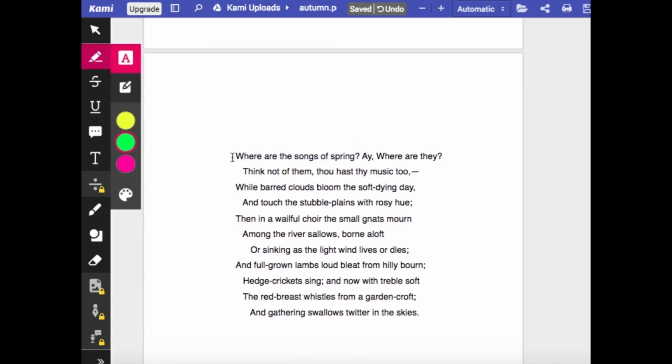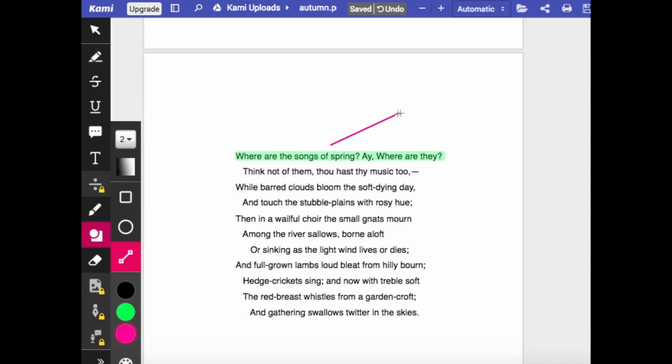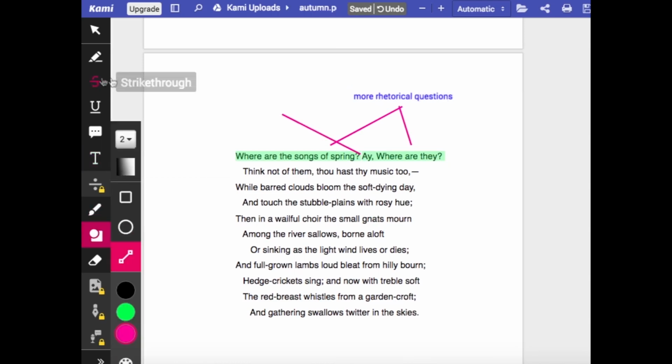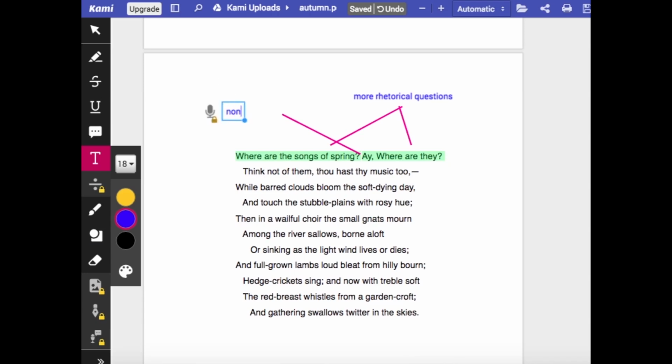So in the third stanza, a few more rhetorical questions. Where are the songs of spring? Where are they? In addition to that, he adds a little non-verbal filler, where are they? Which makes the whole atmosphere a little bit more informal, kind of light, and it's sort of addressing autumn.